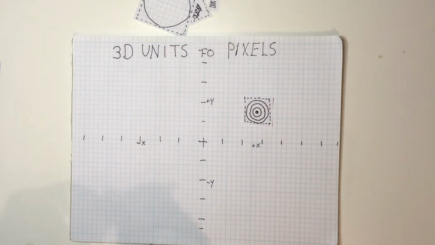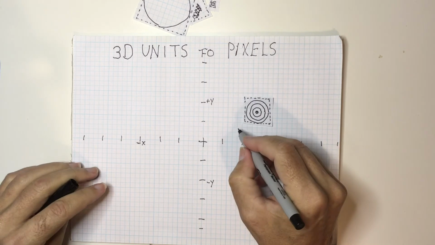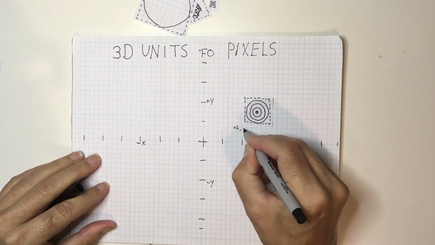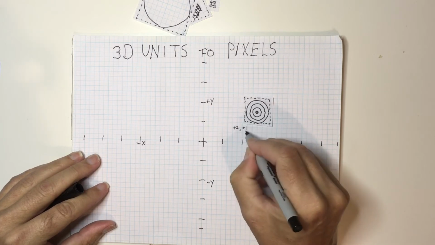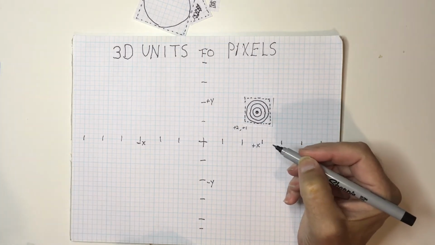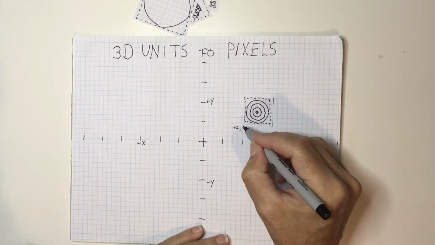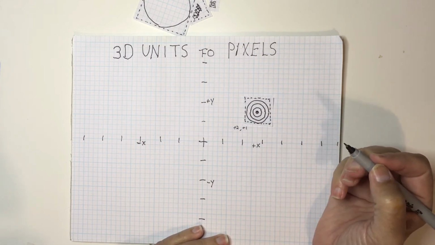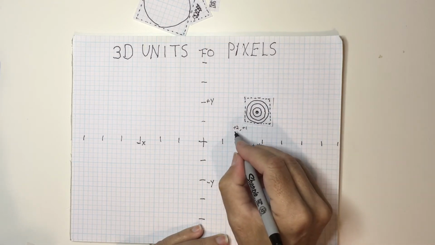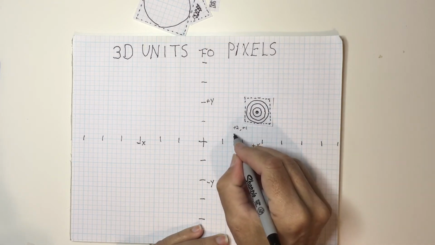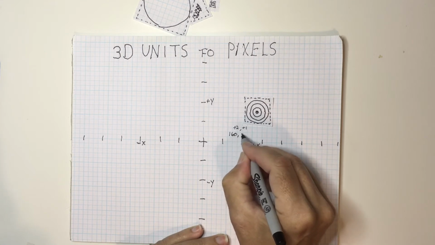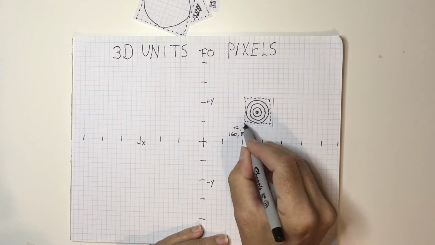So we're saying that this right here is +2, +1, right? That's the x and that's the y. How do we find out the pixel position of this? Well, remember what our units were? They're 80 pixels per unit, 80 pixels per inch. So if we multiply this times 80, we'll get 160, 80. So that's what this position is right here.